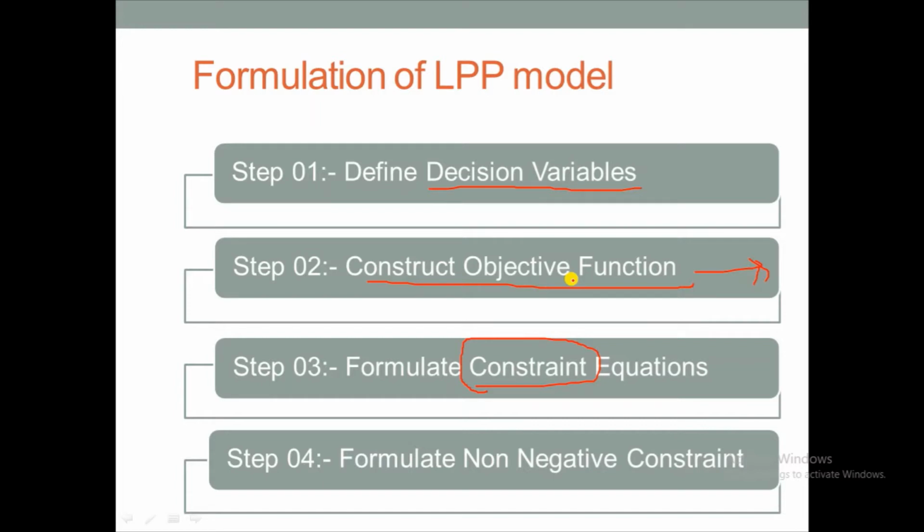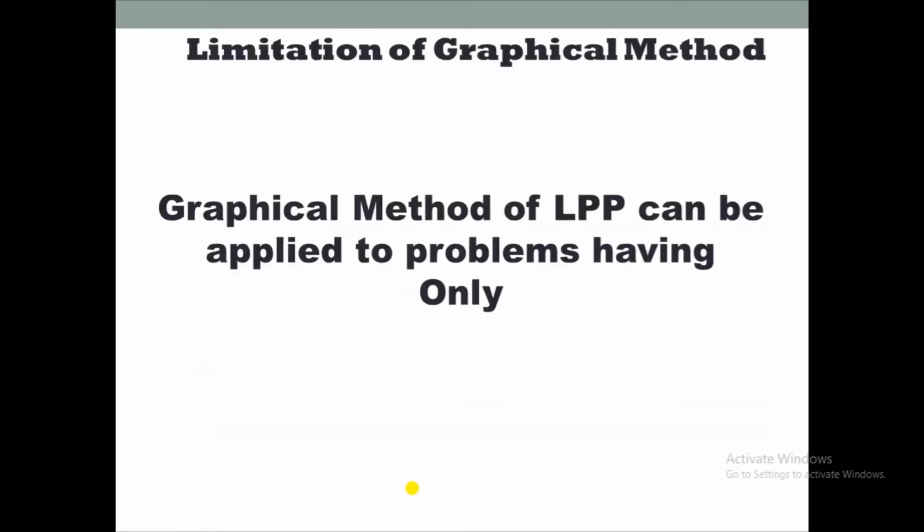So just by knowing the objective function and the decision variables, we cannot go for the solution. The next thing we need to know is the constraints, which come after the objective function. And the fourth one is the non-negative constraints. What is the meaning of the non-negative constraint and why are these required? We will understand this once we go to the problem.